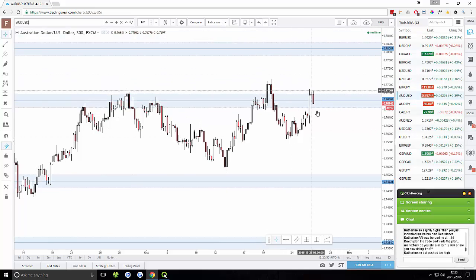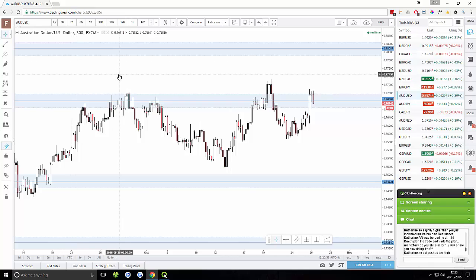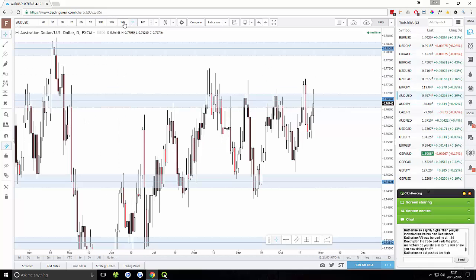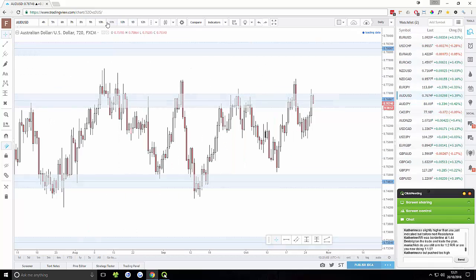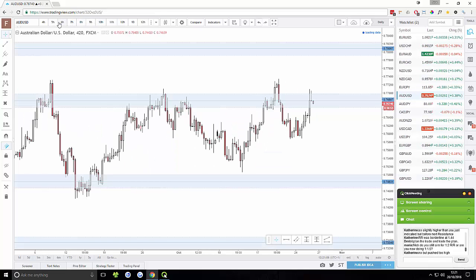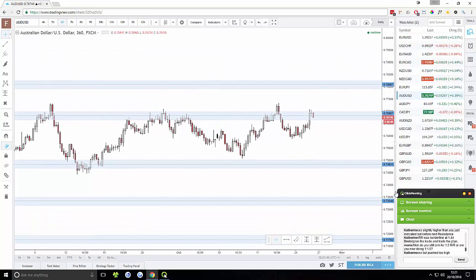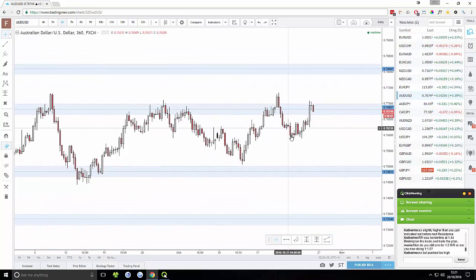AUD/USD, I was looking at this just before the webinar and it looked somewhat interesting, and it seems to be pushing down now, but I just couldn't find a good risk to reward ratio, because where the preceding trend started was a bit too high up.